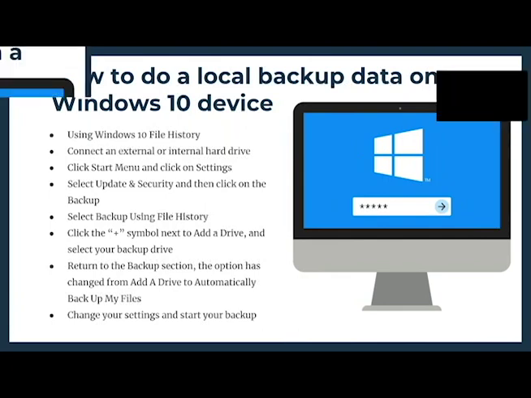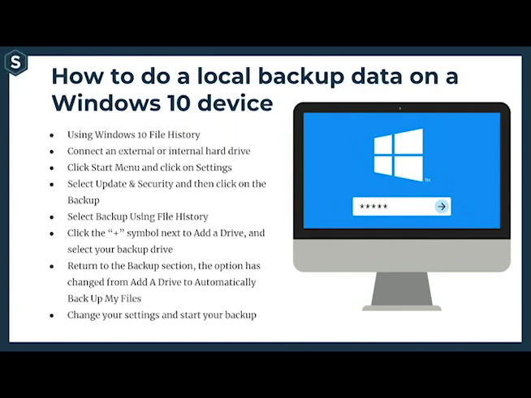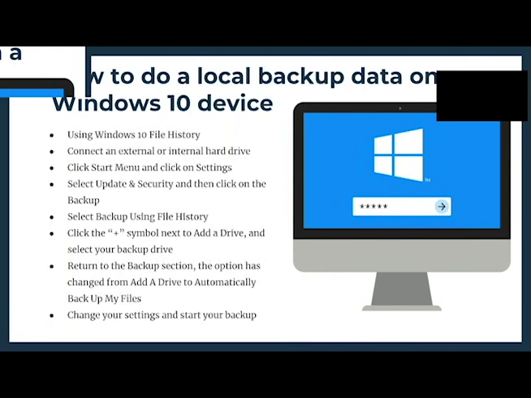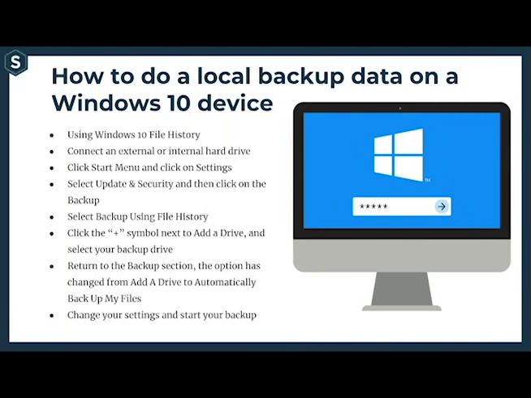In the right-hand panel, you'll see a section entitled Backup Using File History, and beneath that is an option to add a drive. Click the little plus sign next to Add a Drive, and you'll see a list of all the external hard drives that are connected to your computer. If you have multiple hard drives connected, you can just click on the one that you want and File History will use that drive.